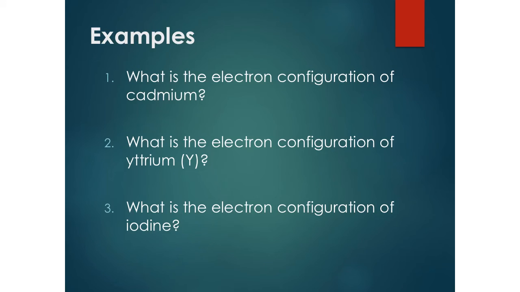All right, so now we're going to do some more examples. You definitely need to be looking at your periodic tables in order to do these. So first one we are going to do is cadmium, Cd, right next to silver, right below zinc, atomic number 48.